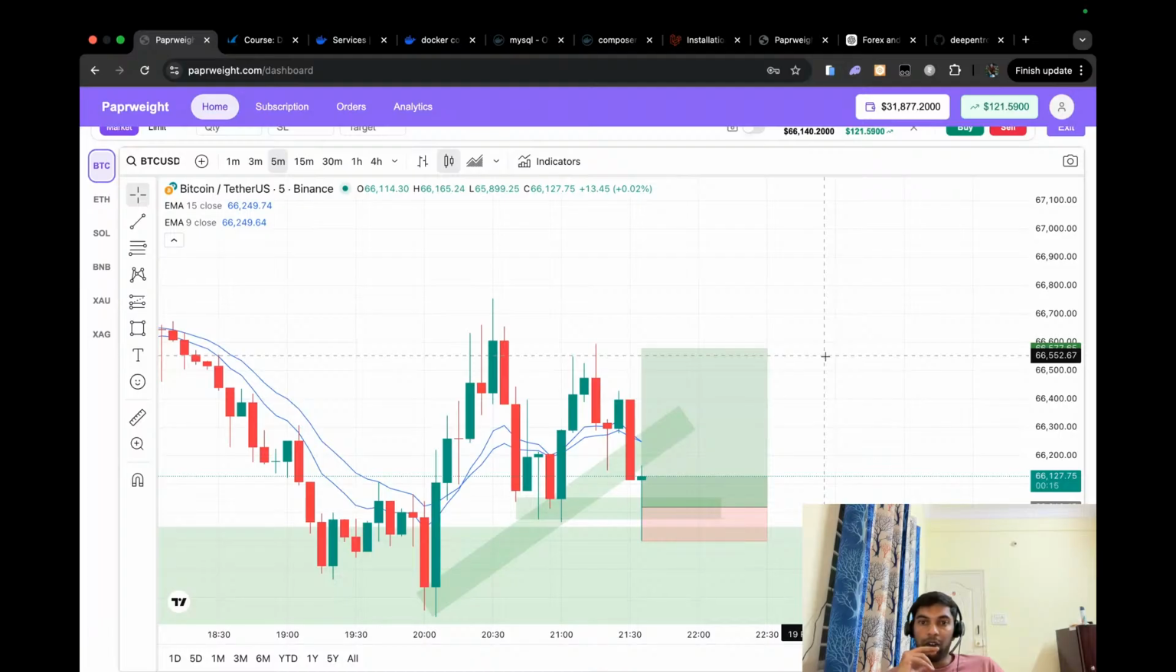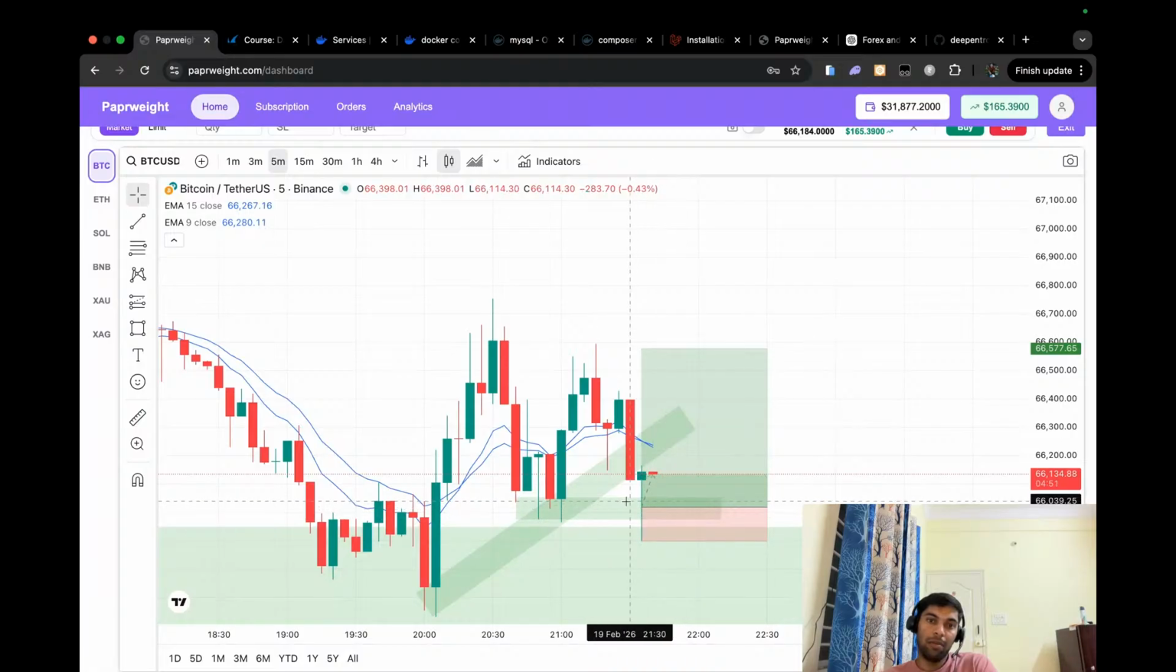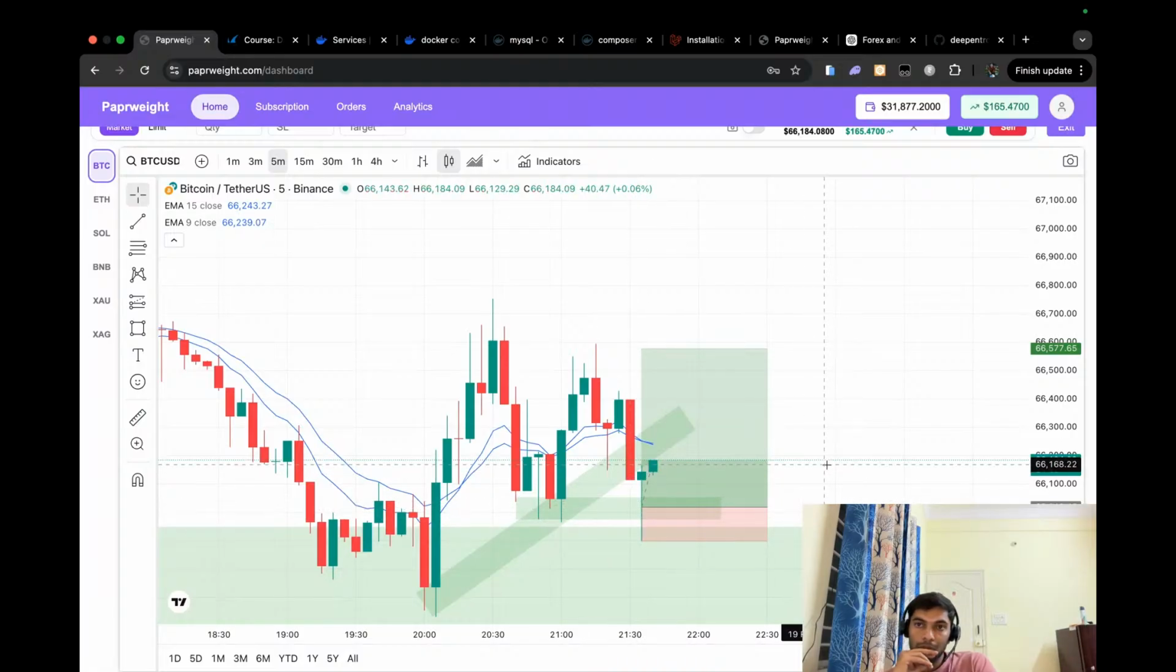Closing of this candle is very important. How will it close? 10 more seconds to go. And the closing is quite good. I appreciate the closing of the candle. That means there is a presence of buyers at this area. Now we just have to wait because I think we have identified a good trade. Now let's wait for the target.